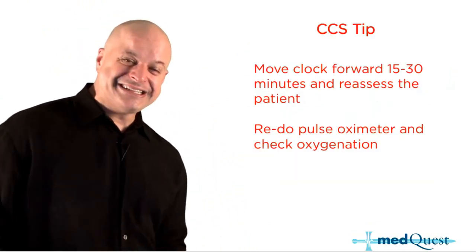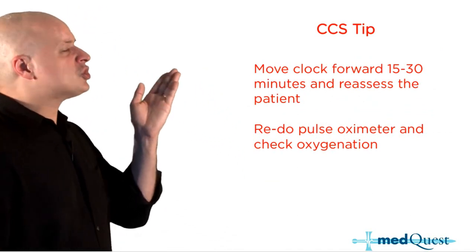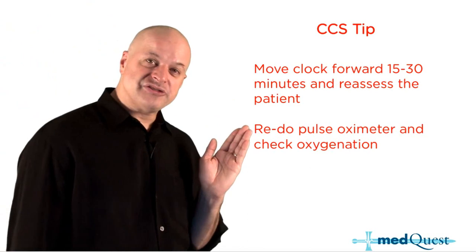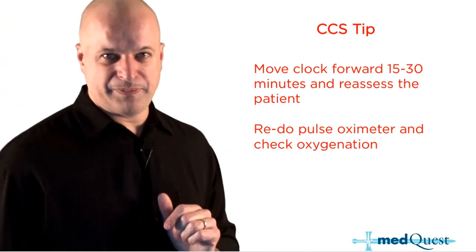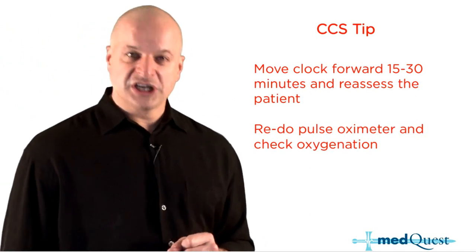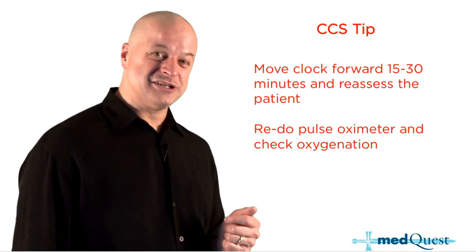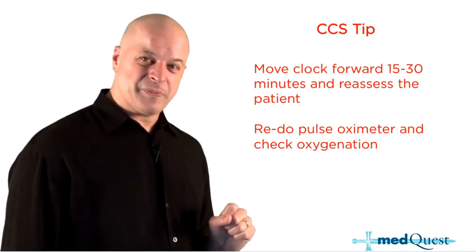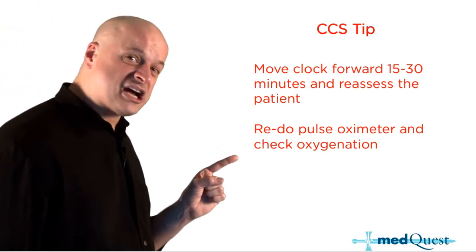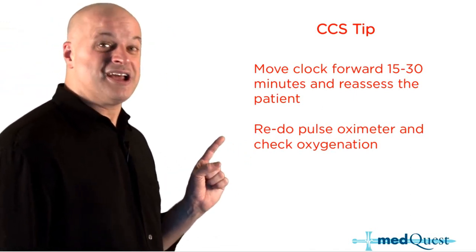Now for CCS, for acutely ill patients, don't move the clock forward 2 hours. For acutely ill patients with hypotension, chest pain, shortness of breath, or confusion, for acute unstable patients, don't move it more than 15 or 30 minutes and redo the oximeter. No one's ever going to get into trouble by redoing the oximeter too much because it's an oximeter, not a blood gas.